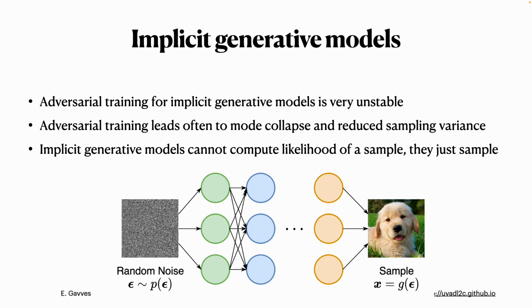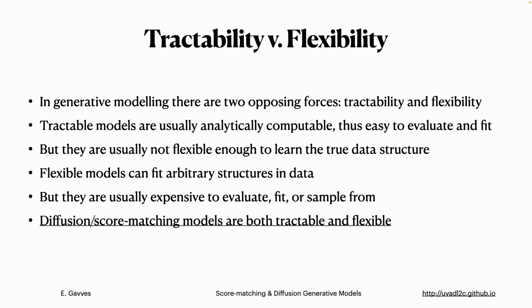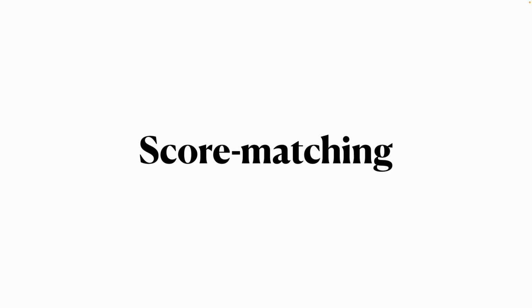Also, implicit generative models cannot compute the likelihood of a sample, so it's very hard to use them for any probabilistic inference. Now, these are two families of models we can consider, and next week, a new one, a score-based generative model. So that's a new way of looking at it. And the diffusion score matching models are both tractable and flexible. And that's why we've got now these DALL-Es and Midjourney and Stable Diffusion and whatnot. So, score matching.